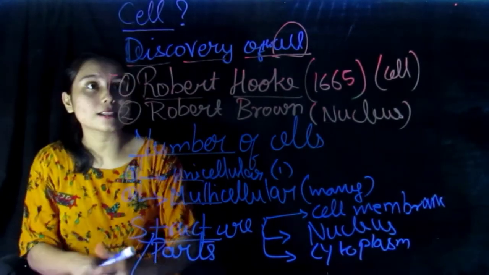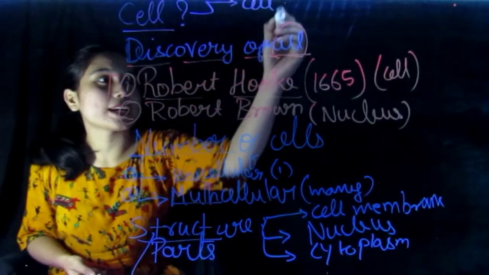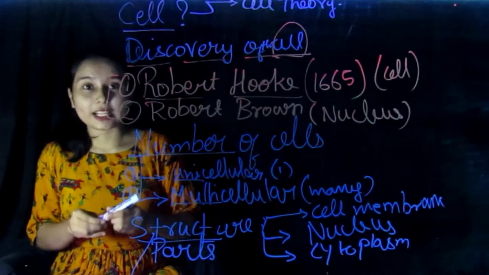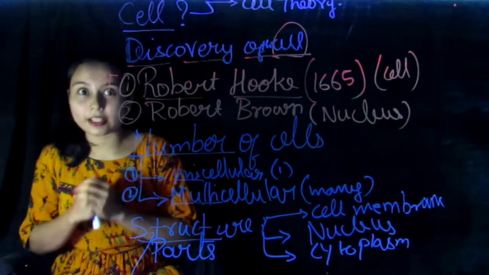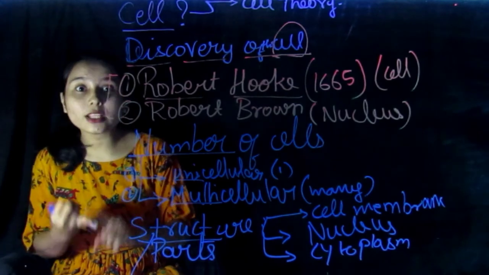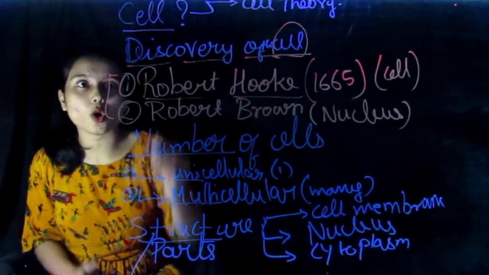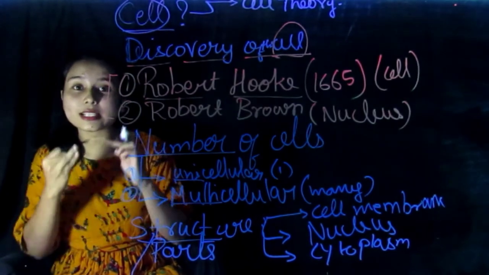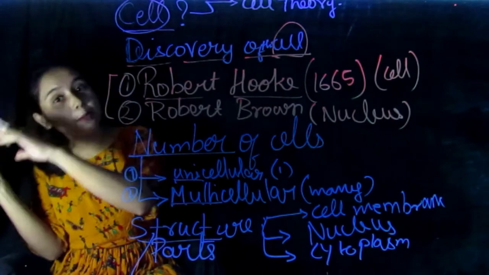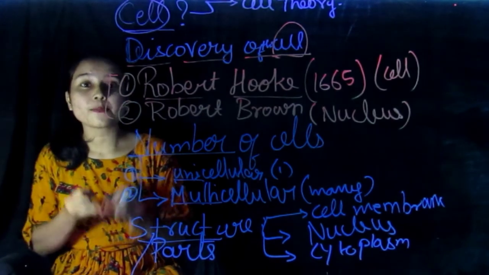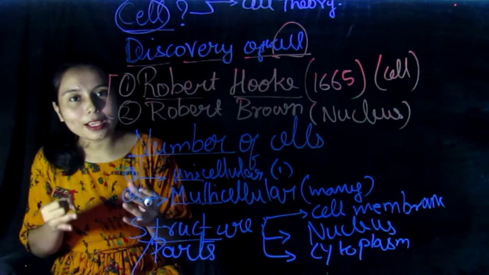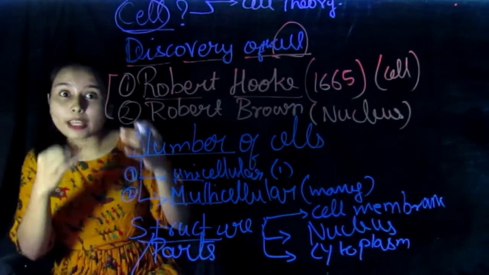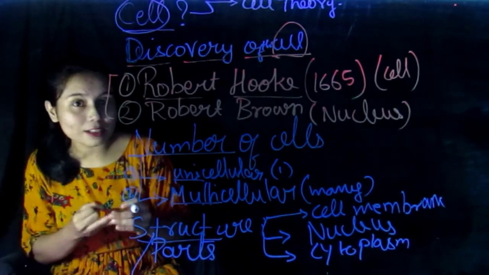One more thing is the cell theory. What is cell theory? Cell theory has three major concepts. First, all the organisms are made up of cells. Second, all the cells are formed from pre-existing cells. That means, for example, human beings. How do human beings reproduce their offspring? From a human cell only, the human baby is reproduced.